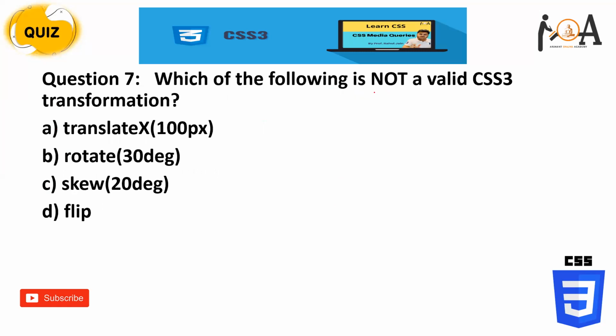Question number 7. Which of the following is not a valid CSS3 transformation? translateX 100 pixels is a valid CSS3 transformation. Rotate 330 degrees is also valid. Skew 20 degrees. So all the first three are valid. We need the one that is not valid. Flip is not a valid transformation. So option D is the correct answer.